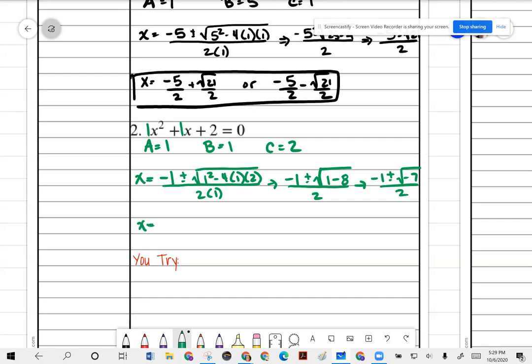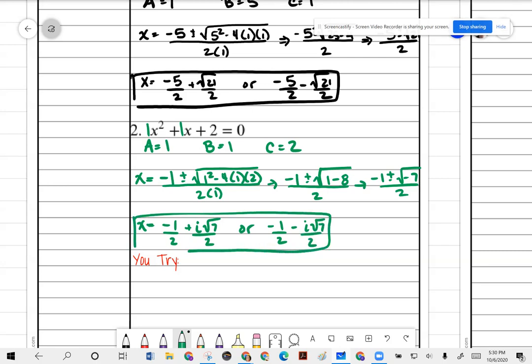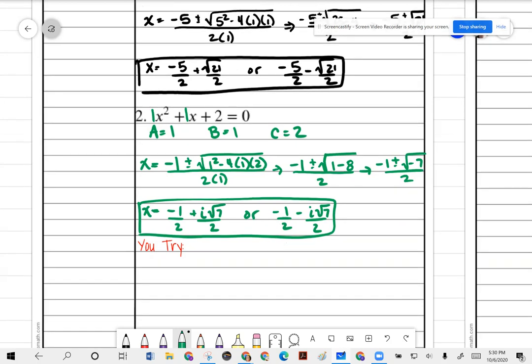And hopefully you can see that that negative 7 inside that radical is going to make it imaginary. So I've got negative 1 over 2 plus i for the imaginary part, rad 7 over 2, or negative 1 over 2 minus i rad 7 over 2. And that's how you're going to be writing your answers on that.